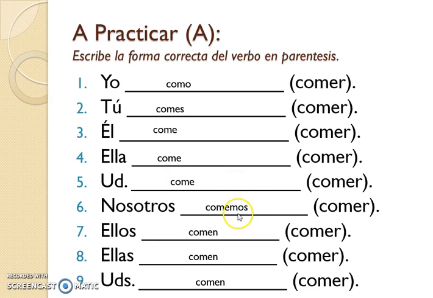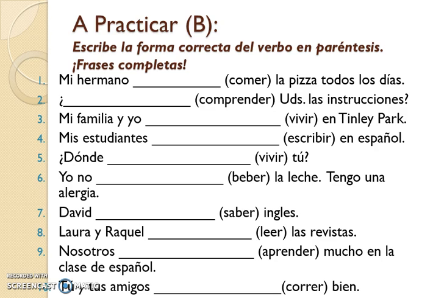Nosotros comemos, we eat. Ellos comen, they eat. It can be all boys or a group of boys and girls. Ellas comen, and then ustedes comen, you all eat. Okay? If you didn't get them right, see if you can figure out why, or make a note to ask me tomorrow in class.